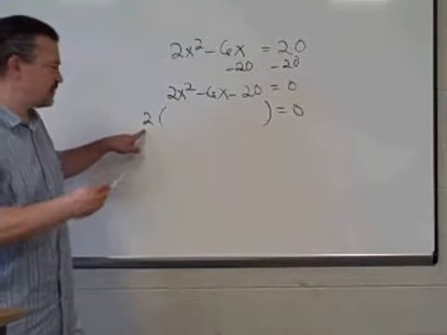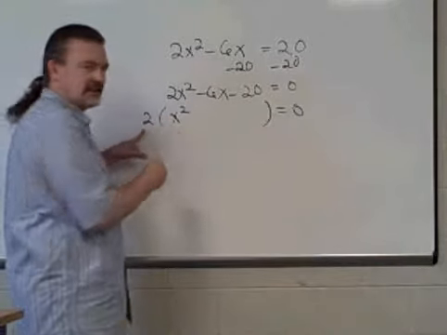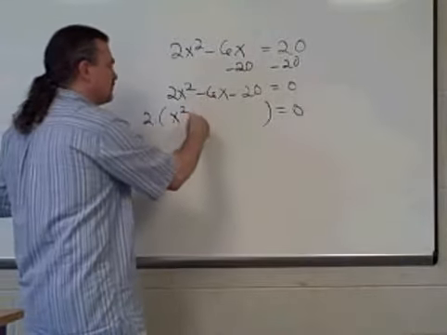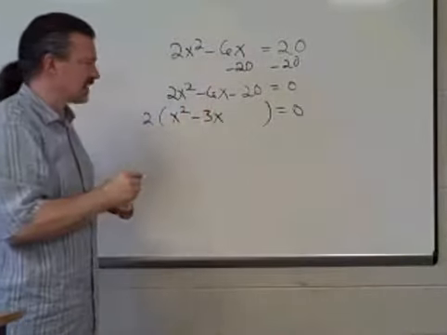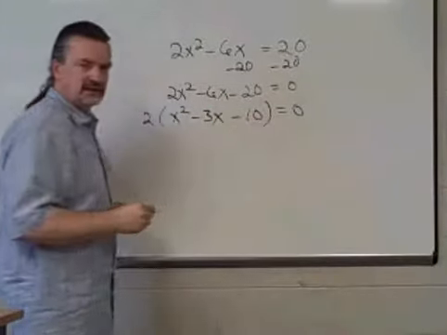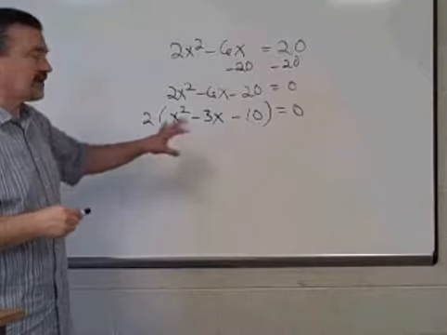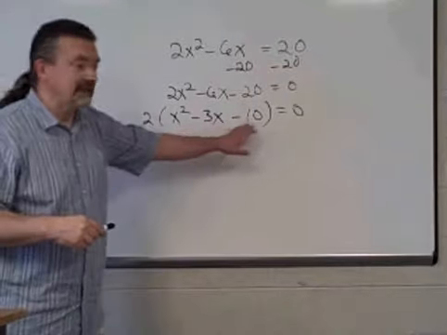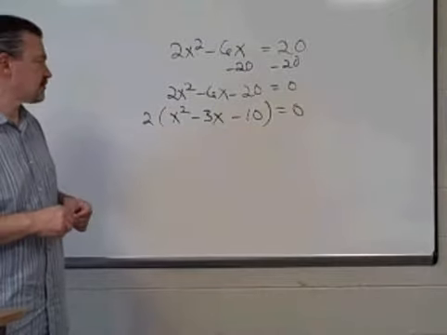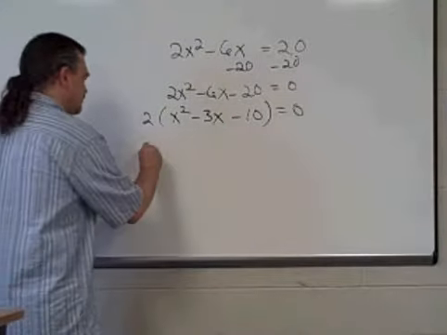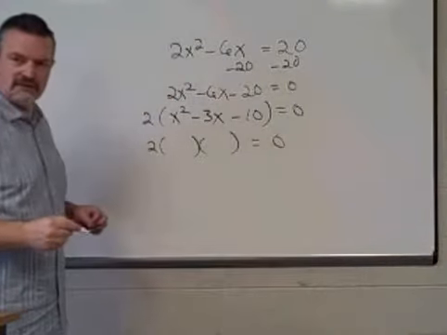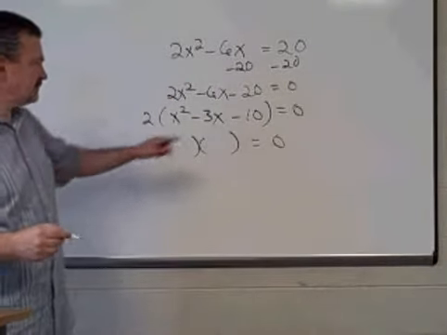2x squared divided by 2 leaves x squared as a quotient, as an answer. Minus 6x divided by 2 gives us minus 3x. Minus 20 divided by 2 gives us minus 10. And we have factored out the common factor, which should make it a little less complicated to continue factoring that trinomial. Trinomials factor into the product of two binomials.